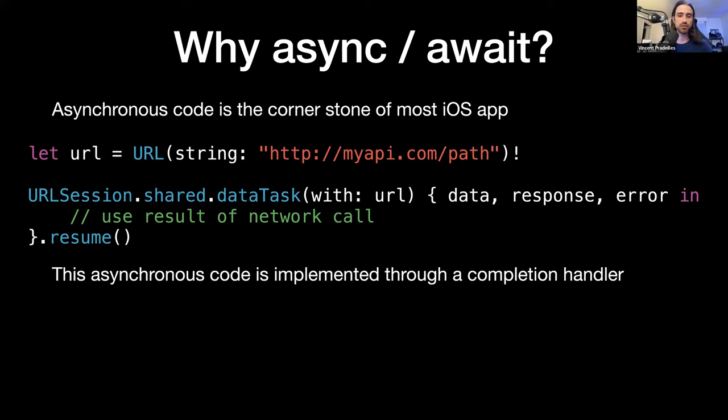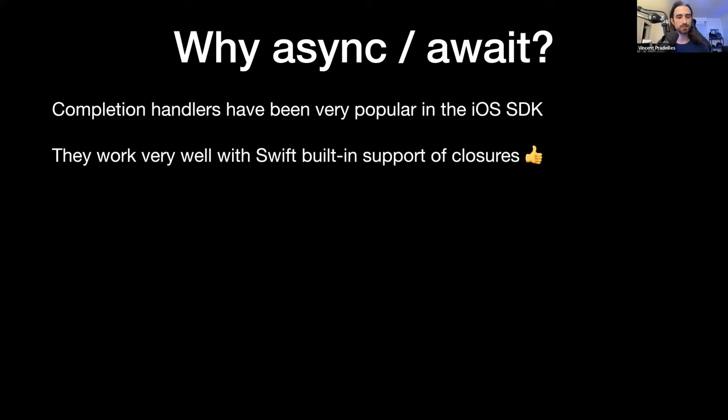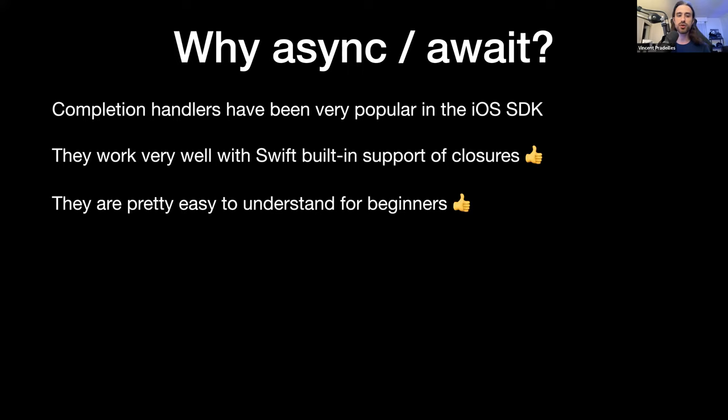And completion handlers have been very popular in the iOS SDK, and there are good reasons for it. Of course, there is the legacy reason that they match pretty well the blocks that we had in Objective-C, but they also work very well with Swift's built-in support of closures, and I'm particularly thinking of the trailing closure syntax, and they're also pretty easy to understand for beginners. You just need to understand that this is a function that will be called later, and that's it, you're done. We could say the cognitive load, or the learning curve, is much easier than for something like RxSwift or Combine.